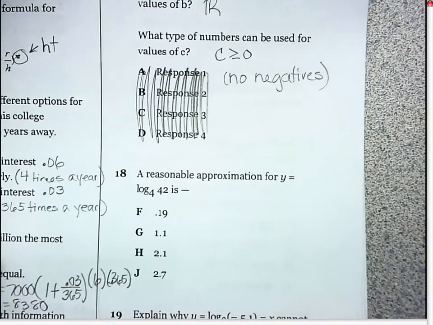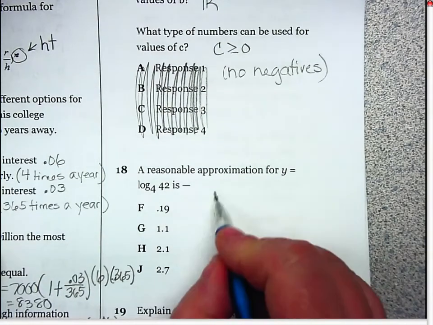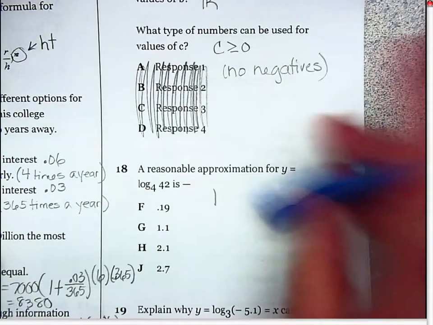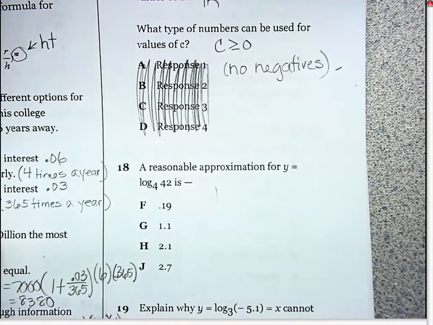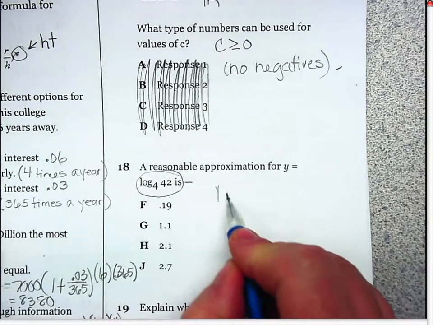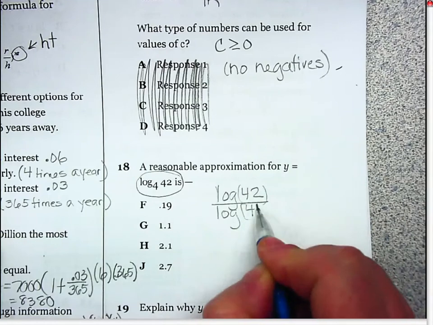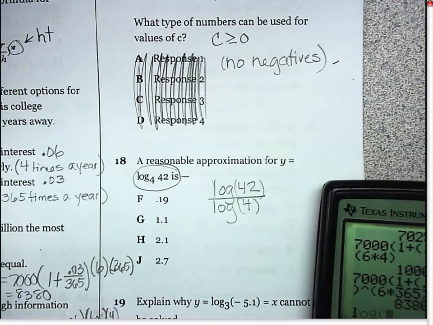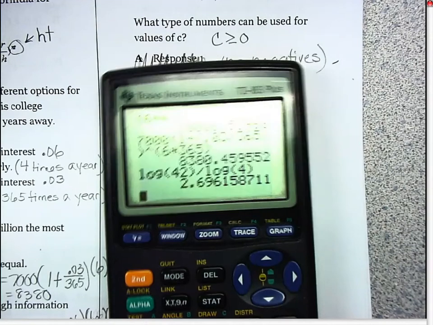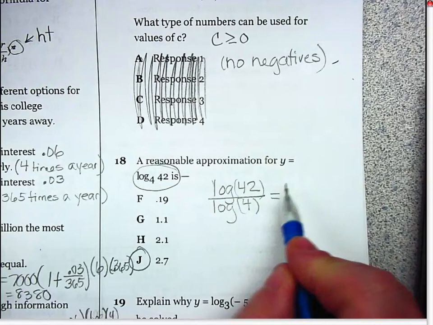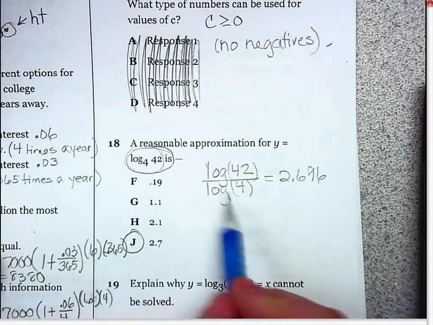Okay, number 18, a reasonable approximation for y equals log base 4 of 42 is... How would you do this in your calculator? 4 to the x equals 42. Okay. And how are you going to solve that? You divide log 42 by log 4. Right, and you can just go straight from here. Log of 42 divided by log of the base. That's your change of base property, 2.696, about 2.7. Remember how to do this part: log of 42 divided by log of 4.